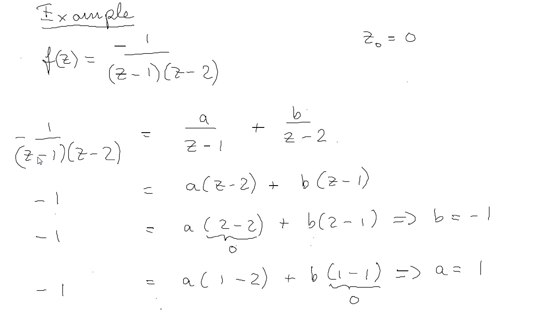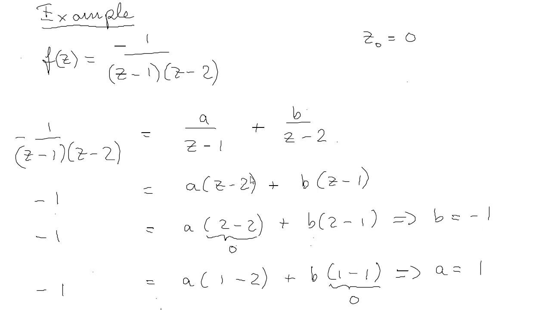The way of doing this is just to multiply with this product on both sides of this equation, and then we obtain minus 1 equal to a times (z minus 2) plus b times (z minus 1). And by inserting, for example, z equal to 2 into this equation, then we eliminate this term. So we obtain the equation minus 1 equal to b times (2 minus 1), and this gives the following, that b is equal to minus 1.